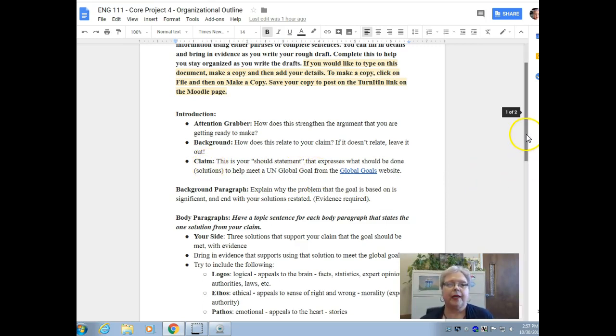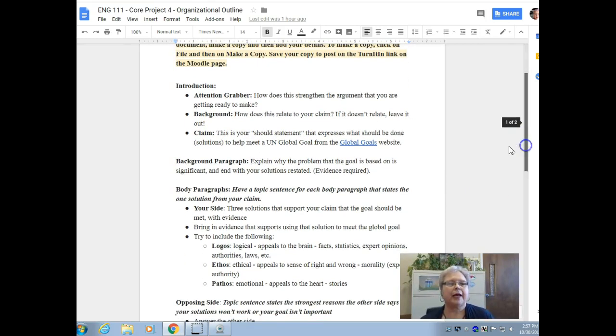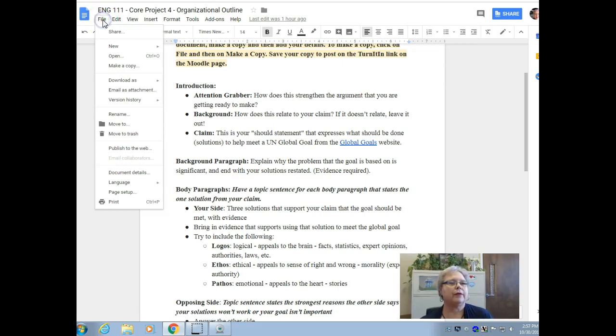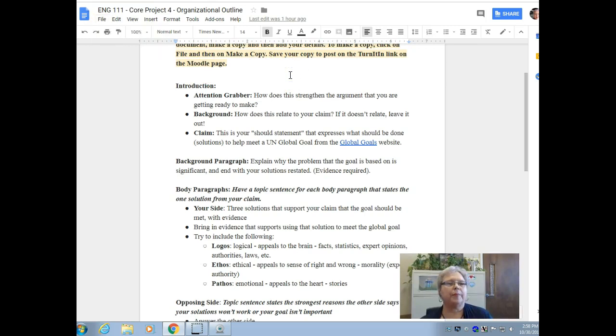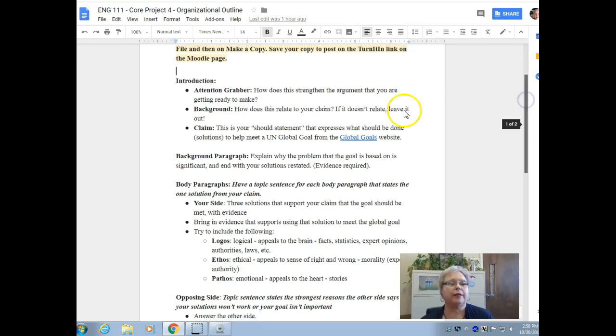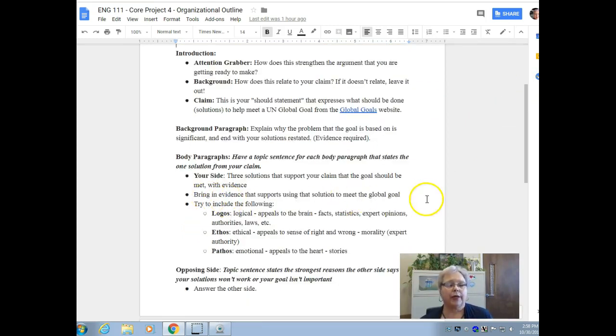That's your claim. Then, actually, underneath this, if you want to type on this, all you need to do is go over to the Google Docs on the side over here, and where it says File, go down to Make a Copy. And then when you make your copy, you can type on that. This right now is just for you to view only, but you could actually type if you make a copy of it. Then you can save that copy, and you can post that or upload that to the Turnitin link.